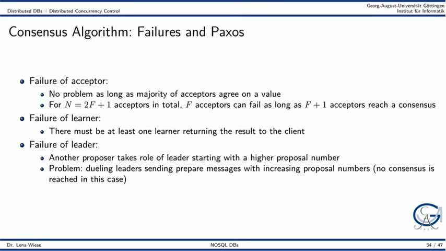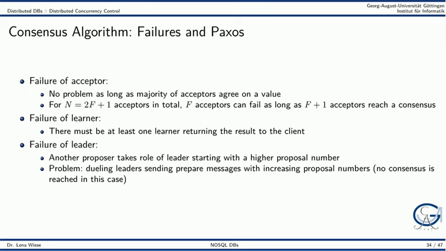Failures of a leader can also be handled by Paxos. If a proposer notices that the current leader is not responding, it can take over the client request. It will make itself the new leader by restarting phase 1 with a higher proposal number.